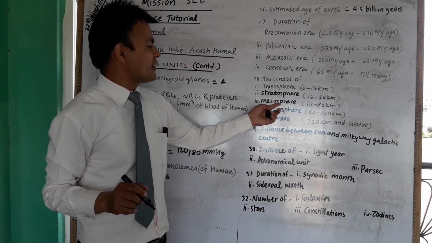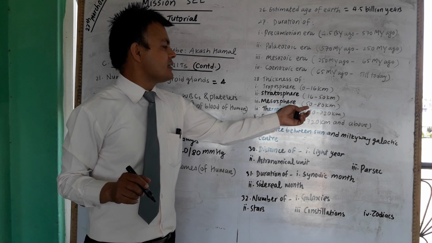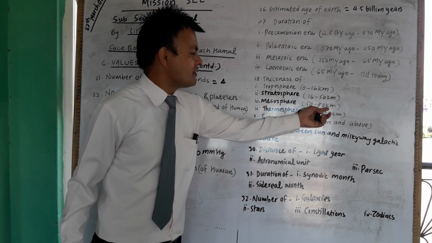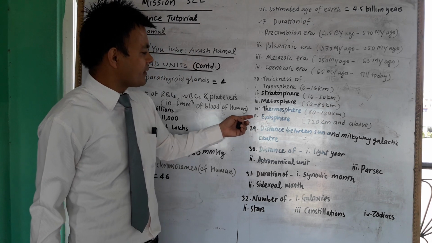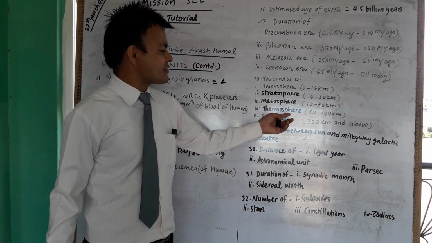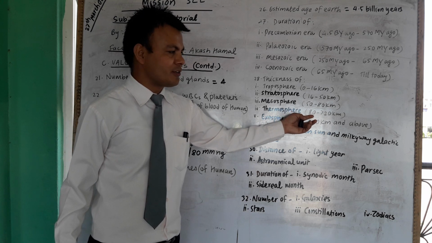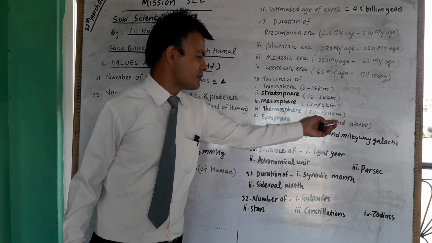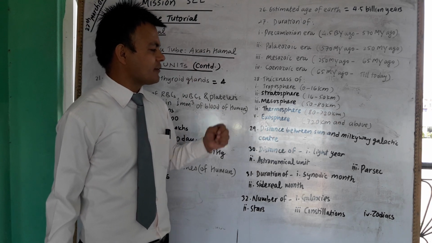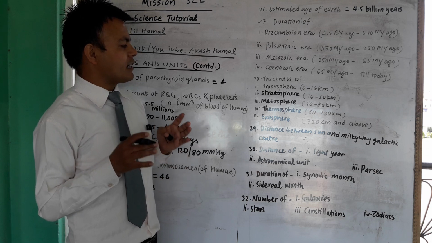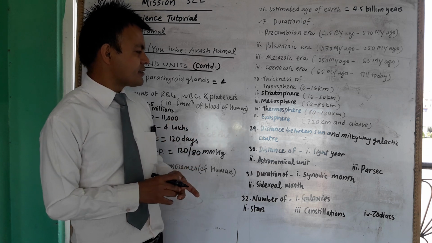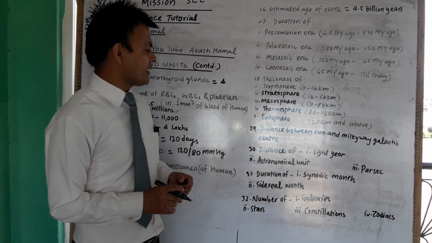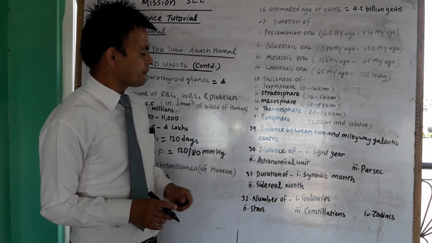Similarly, the mesosphere starts from 50 km above the surface of the Earth up to 80 km above the surface of the Earth. Similarly, the thermosphere starts from 80 km above the surface of the Earth and ends at 720 km above the surface of the Earth. The exosphere is the last one. The atmospheric part above 720 km from the surface of the Earth is termed the exosphere.